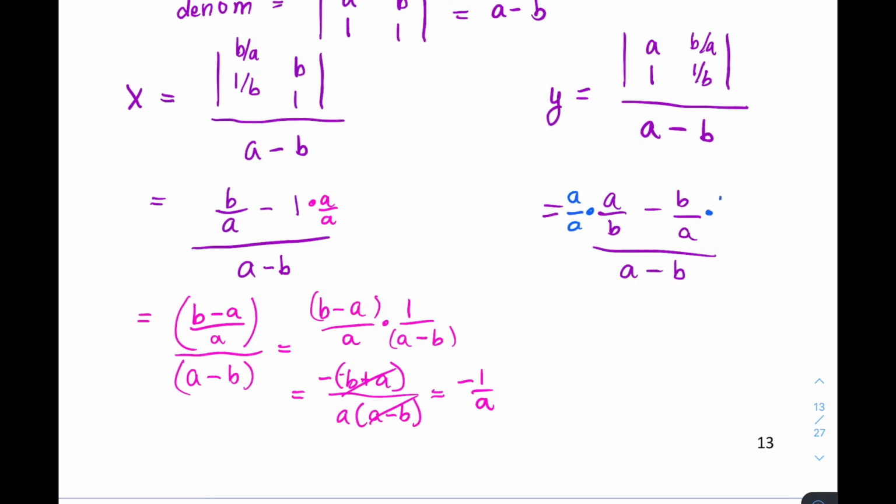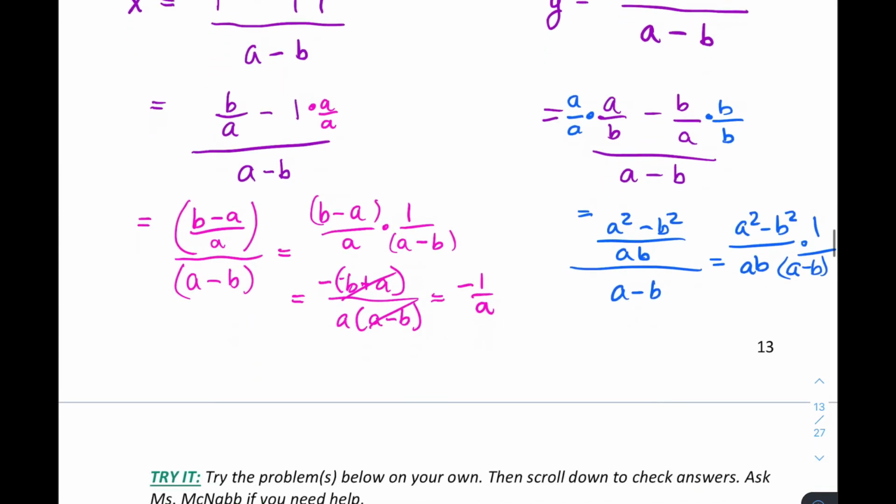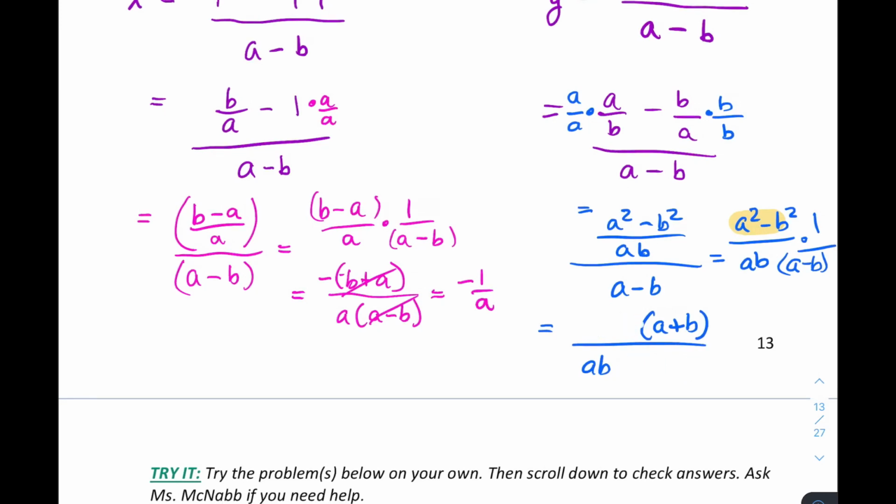If you look at the second one, finding y, I'm going to have to multiply by a over a and b over b to get common denominators there. So I'll have a squared minus b squared over ab on top, and then a minus b on bottom. And then if I multiply by my reciprocal, I'm going to have to multiply by 1 over a minus b again. I am running out of space, oh no. We'll make it fit. Okay, so then you can factor a squared minus b squared, because that's a difference of squares, into a minus b times a plus b. And finally, you might notice you have a couple common factors that you can divide out to 1. So you get a plus b over ab for your value of y.